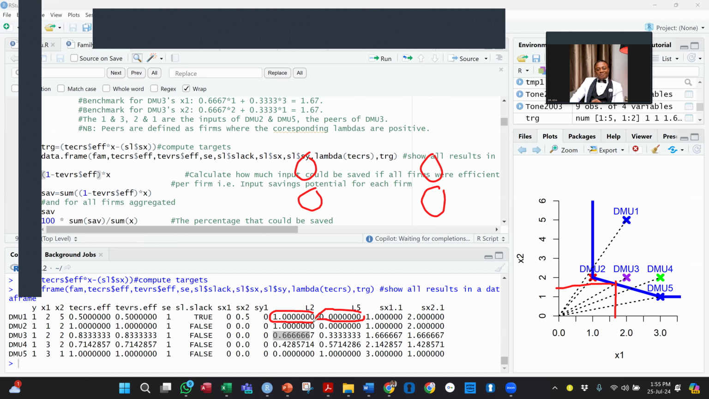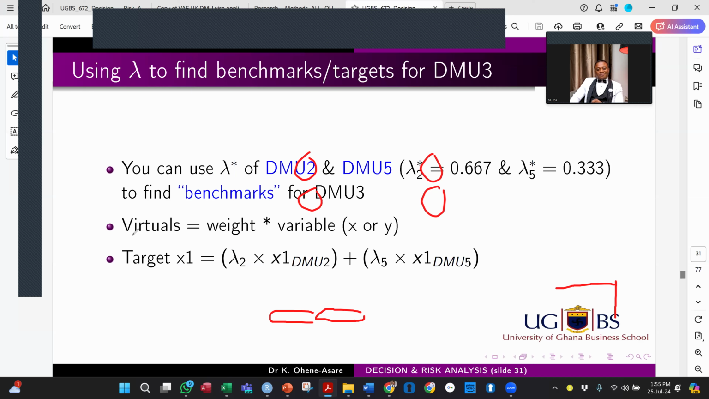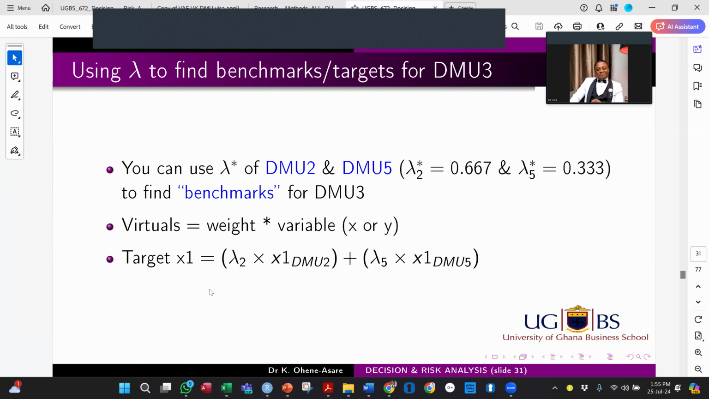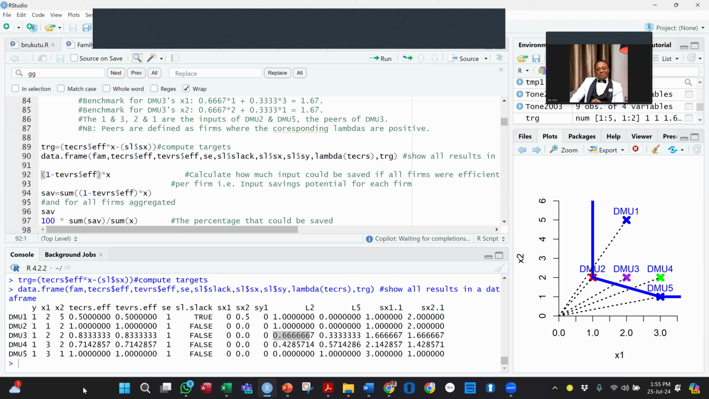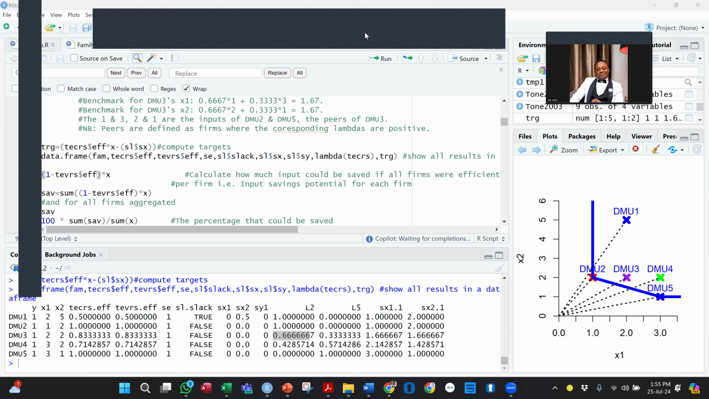Okay, so this is how we are going to do it. Remember, the first one is 1. The second one is 0. We're going to calculate the values and see. We are going to calculate the target for DMU1, X1 for DMU1. You have to take this value. You have to take the lambda, and you're going to multiply that lambda for DMU2. The DMU2, its input 1 is what? Is 1. And its input 2 is what? Is 2. But we are interested in input 1 for now.